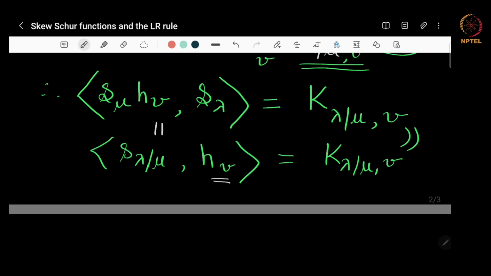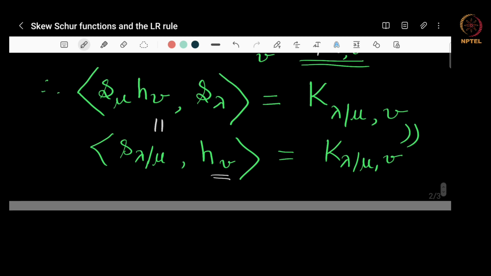Just take S mu H nu with S lambda. Okay. Now, what is this? This is sometimes described by saying that you look at the operation which is multiplication by S mu, and so the operation of skewing, looking at the Skew Schur function, is kind of the adjoint of that operation. Okay, so we'll make it clear in just a moment. So what does this mean?